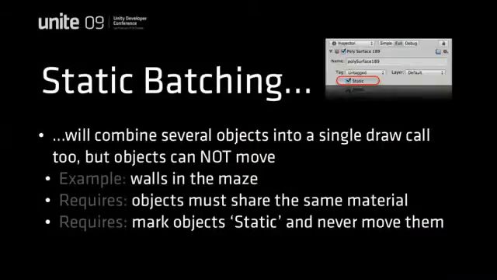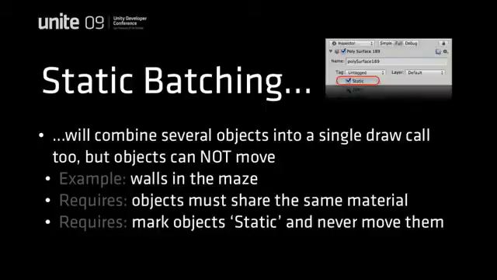Next is static batching. It will combine several objects into a single draw call. The difference is, of course, as the name says, that the objects must be static. They can't move. An example is, of course, walls. The wall geometry basically never moves, or most of it. So that's really good for static batching.